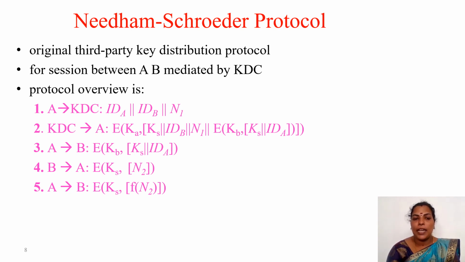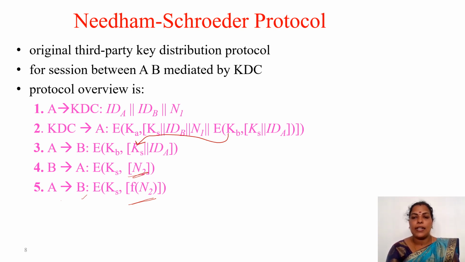Likewise it happens. A to B is E of KB, KS, IDA. What is this value? See here, whatever the KDC sends, this value and this value are the same. Whatever the KDC sends to A, the same value is sent to B by A. Then B to A, E of KS, nonce 2. Then A to B is E of KS, f of the nonce 2. These are the 5 steps involved in this Needham-Schroeder protocol.